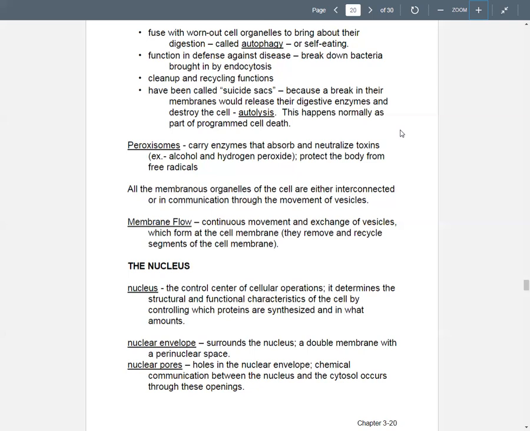All right, so that's the lysosomes, not to be confused with the peroxisomes. And these have enzymes in them that absorb and neutralize toxins like alcohol and hydrogen peroxide, hence peroxisomes. And their role is to protect your body from free radicals. And free radicals cause cascades of reactions that basically make cells unstable and parts, chemicals unstable.